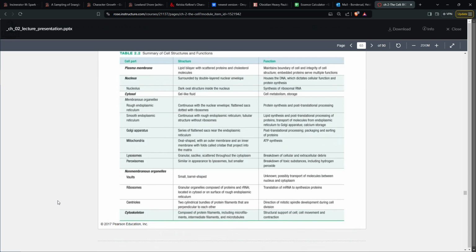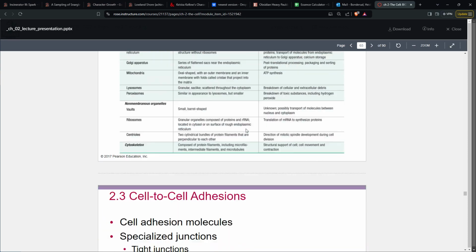If you're like, this is all over the place. It's all over 20 million different slides. How am I going to remember what slide contains what information? Don't worry. Your book and this PowerPoint contain a table summarizing this information. For instance, it has the cell part, whether or not it's membrane-bound or non-membrane-bound, its structure, so what it looks like, and then its function. So, Cliff Notes can be found on page 65.